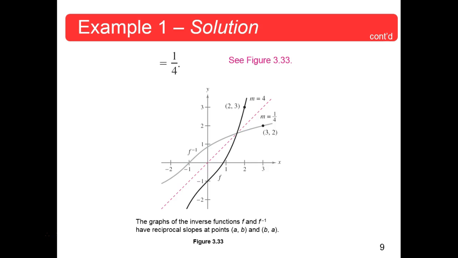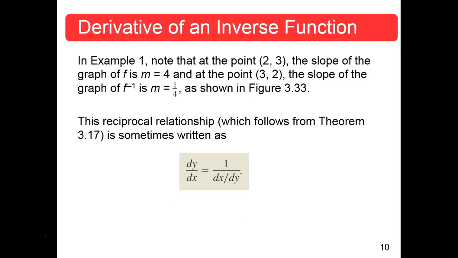Now, in example 1, note that at the point (2, 3), the slope of the graph of f is 1/4. And at the point (3, 2), the slope of f inverse is 1/4. Okay? That reciprocal relation that follows from Theorem 3.17 is sometimes written this way. This is so much easier to remember.